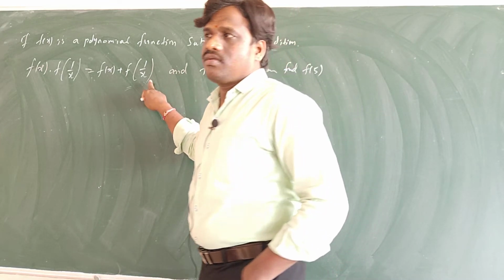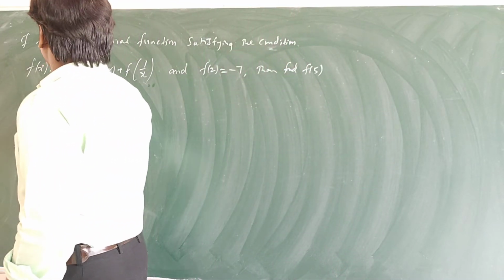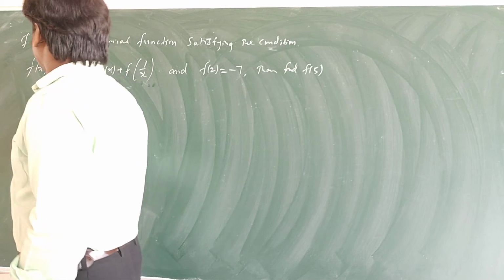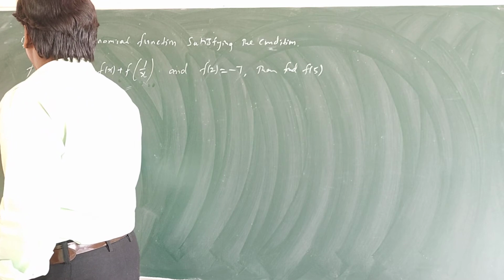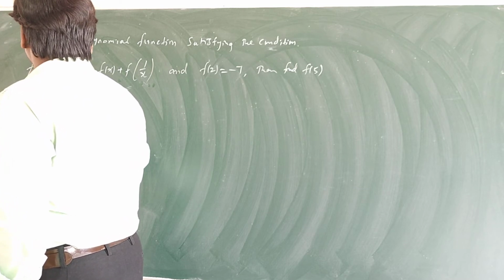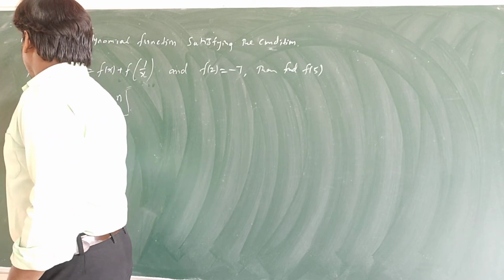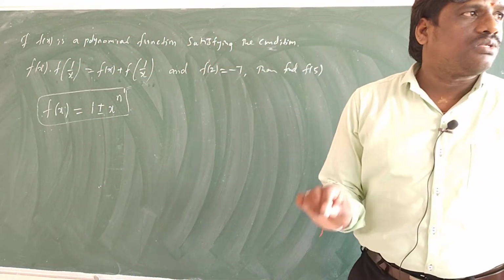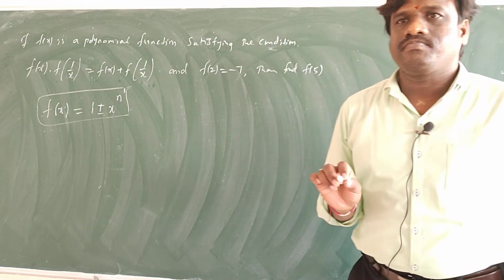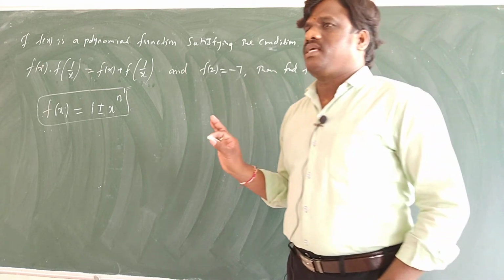What is the form? f(x)·f(1/x) = f(x) + f(1/x). What is the form of this function? f(x) = 1 ± x^n. See here, this is the main thing, notification is important. So you need to identify the pattern.